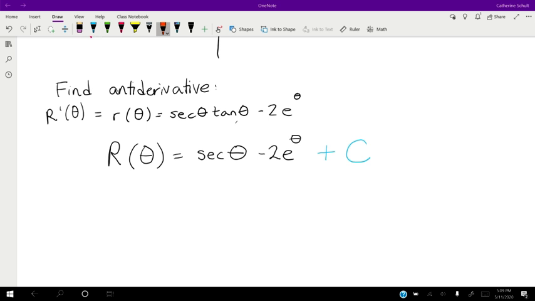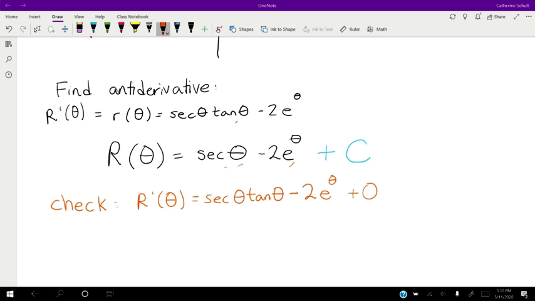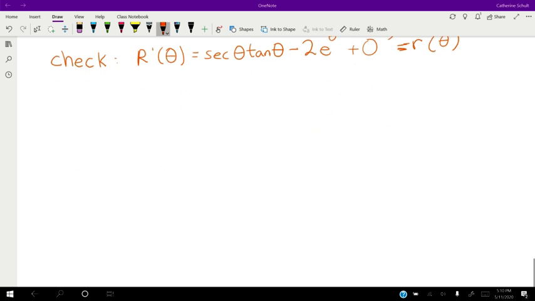All right, and the cool thing about all this stuff is we can always check our work. We check our work to make sure that capital R prime of theta is equal to little r. So for instance, the derivative of secant theta is secant theta tangent theta. And then the derivative of negative 2e to the theta is that. And then the derivative of a constant is 0. All right, and that's exactly what little r of theta is. Okay, so we're able to easily check our work for the antiderivative. We can just take the derivative and see what we get. All right, let's do that again. Let's look at some more examples.